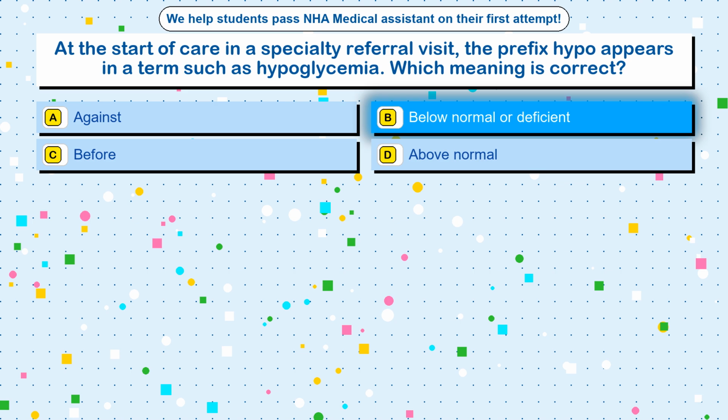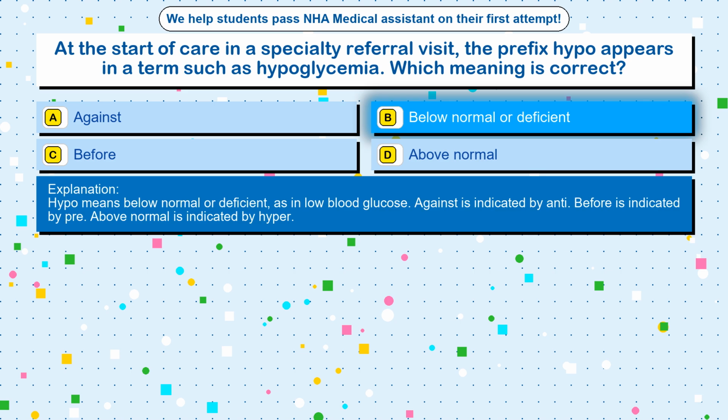Below normal or deficient. Hypo means below normal or deficient, as in low blood glucose. Against is indicated by anti. Before is indicated by pre, above normal is indicated by hyper.